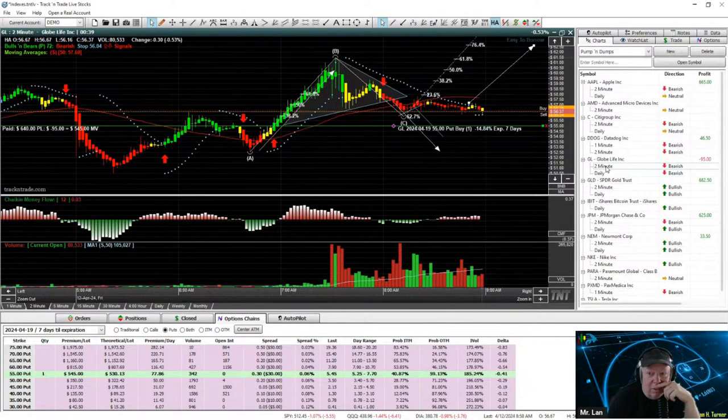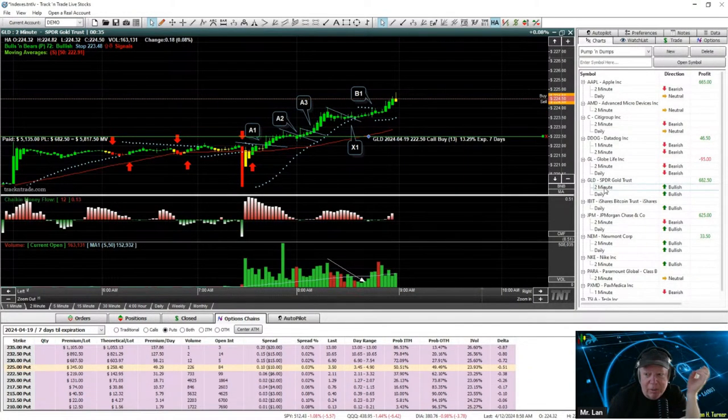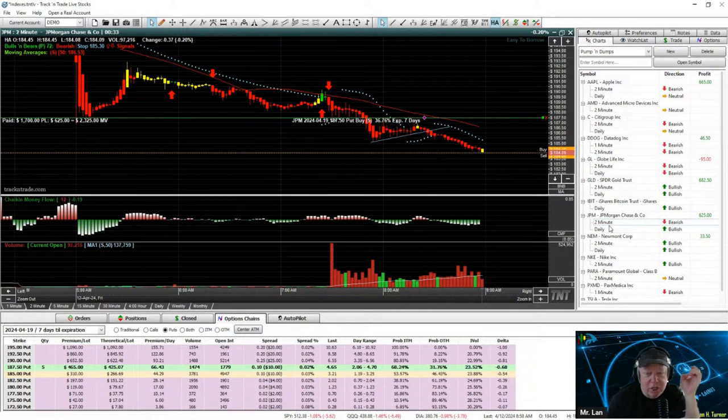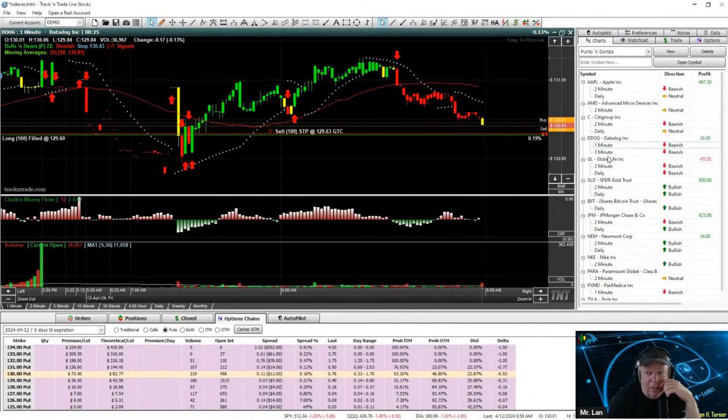Not doing so well on his Global Life, but hey, gold, thanks to Brian, making him a little money. JP Morgan Chase wasn't such a bad buy. Even Newmont's making a little bit of money here, $34. An old dodgy down here is going to take all of our money away. We've got to stop at break even. Just get out, Lan. Just take your $24.